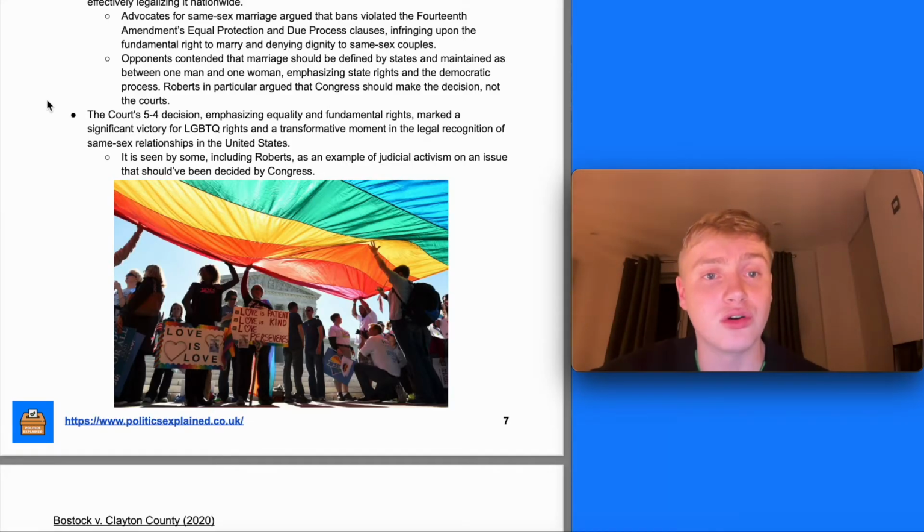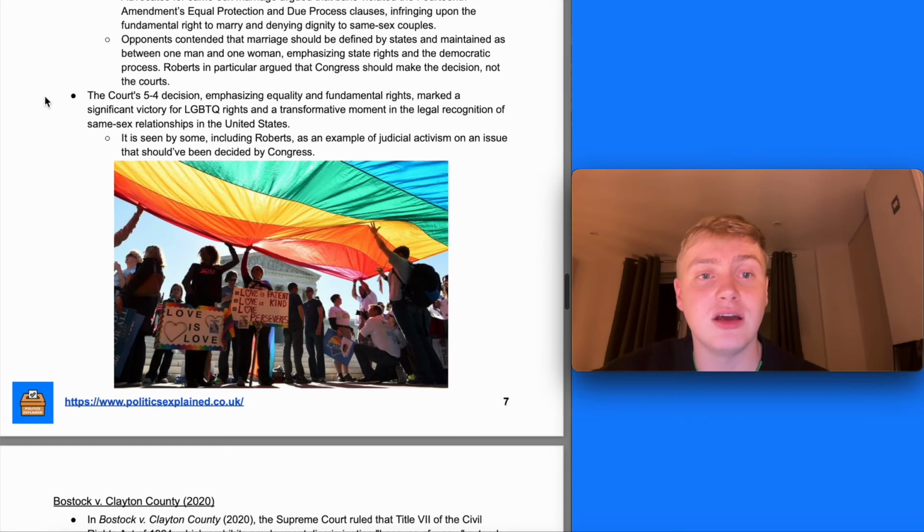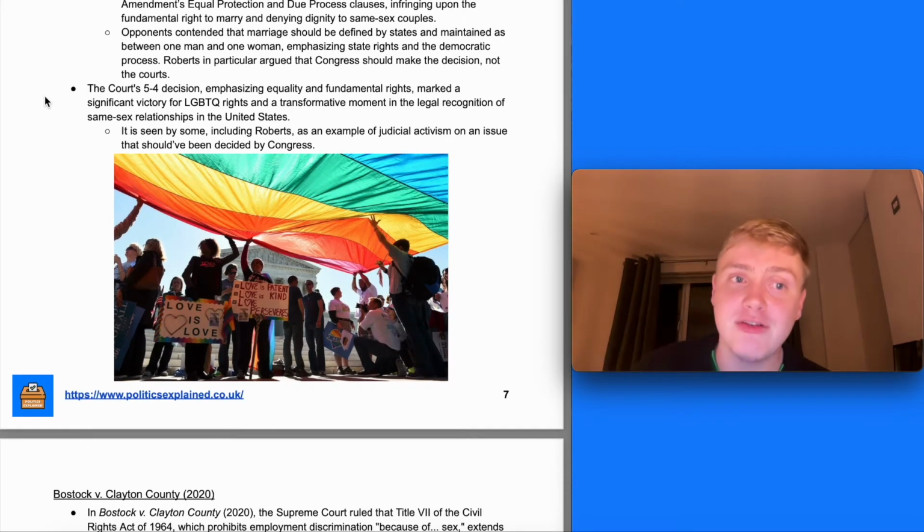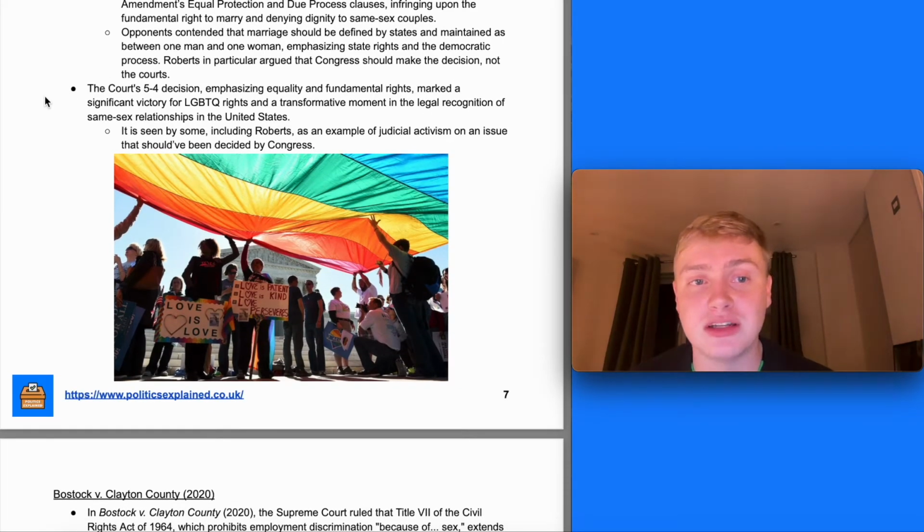The court's 5-4 decision, emphasising equality and fundamental rights, marked a significant victory for LGBT rights and a transformative moment in the legal recognition of same-sex couples in the United States. And it's seen by some, including Roberts, as an example of judicial activism on an issue that should have been decided by Congress, not by the Supreme Court, with Roberts actually voting against the judgment.